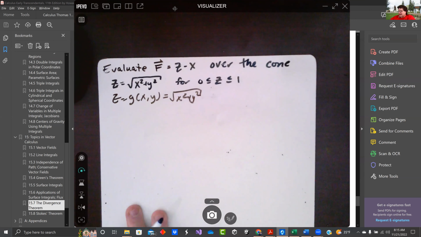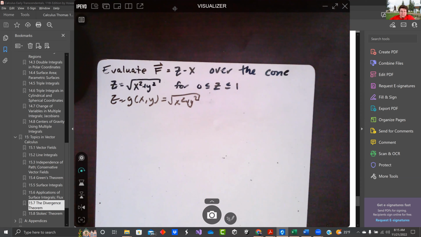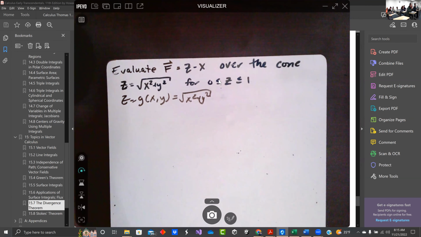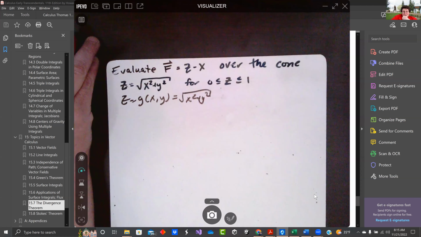So we're evaluating F is Z minus... Shot. Wait, I forgot the phrasing. Let's see. How did I want to do this? Give me 1 second. That's not the full problem. I wrote the problem down wrong. This is not good. Let me grab it real quick.